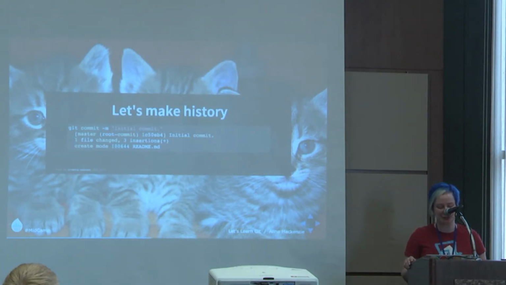So let's make some history. To commit, to actually write something to history, we're going to use the command git commit, and here we're going to use the shorthand -m with the message, "initial commit," and that's going to be our very initial commit.